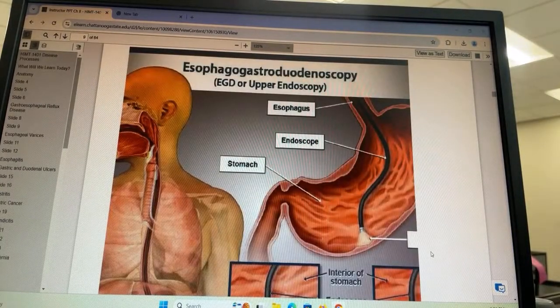Okay, and here's a picture of what that esophagoduodenoscopy looks like. They're just putting a camera down the mouth into the stomach to look around to see what's going on.